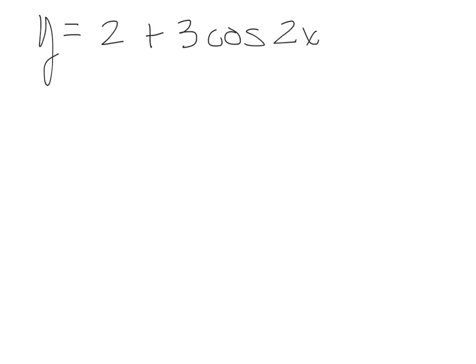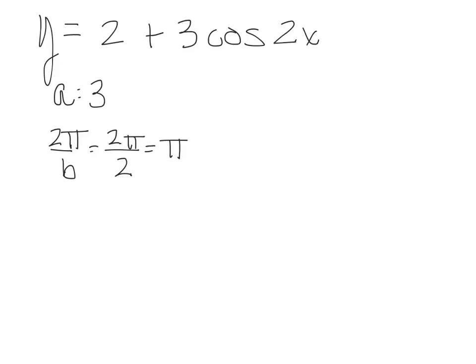Let's look at one more problem here. y equals 2 plus 3 cosine of 2x. Okay? The A value is still 3, it's not 1, it's 3. The period is simply 2 pi divided by B, which is 2 pi divided by 2, which means the period of this cosine is pi. Normal is 2 pi. This is going to be pi.